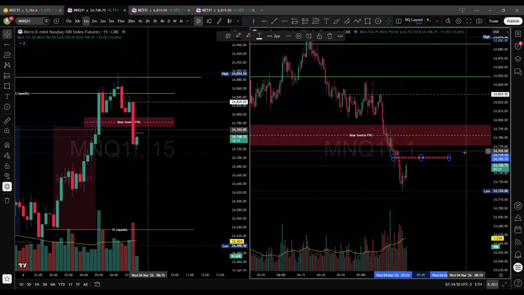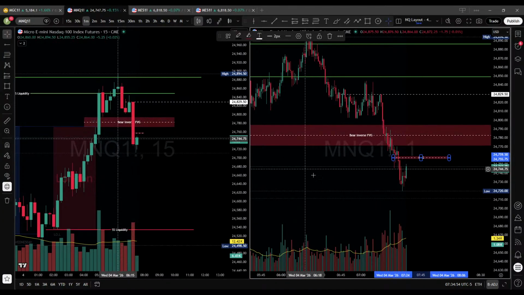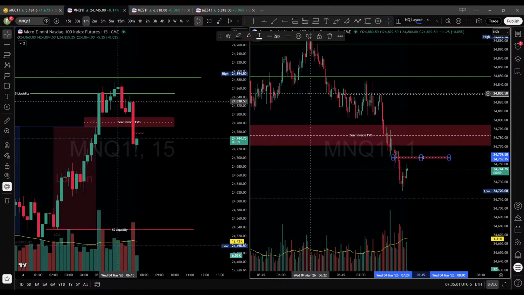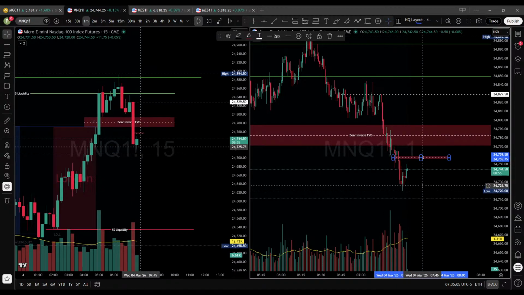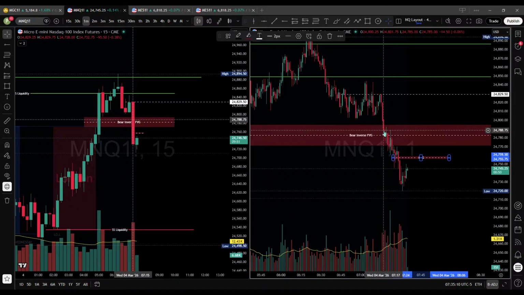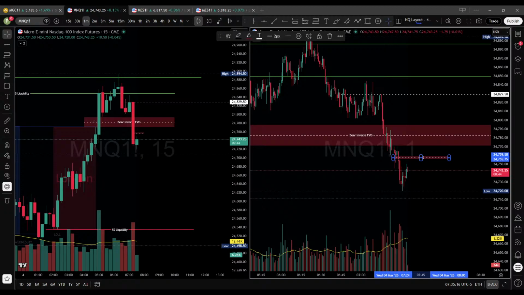I am not entering at this fair value gap, not right now. For us to enter a fair value gap, we have to see if the liquidity has been taken. Looking at this moment, I don't see any liquidity getting swept. At no point of which level do I mark as liquidity? This one, this one, this one, this one, so on. So I do not have any liquidity sweep condition getting fulfilled.